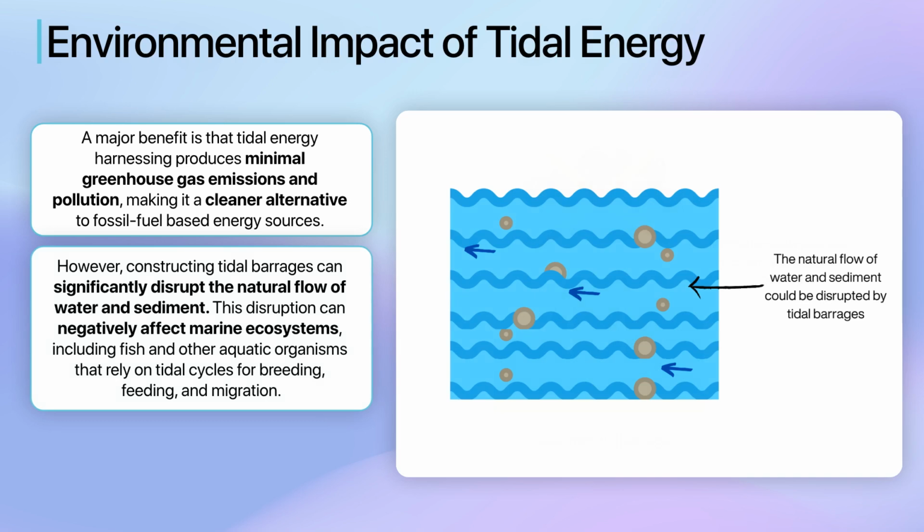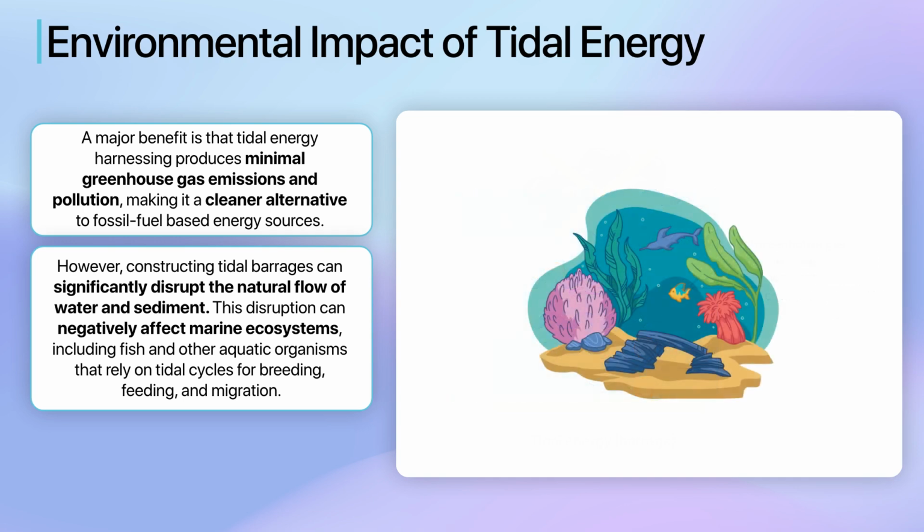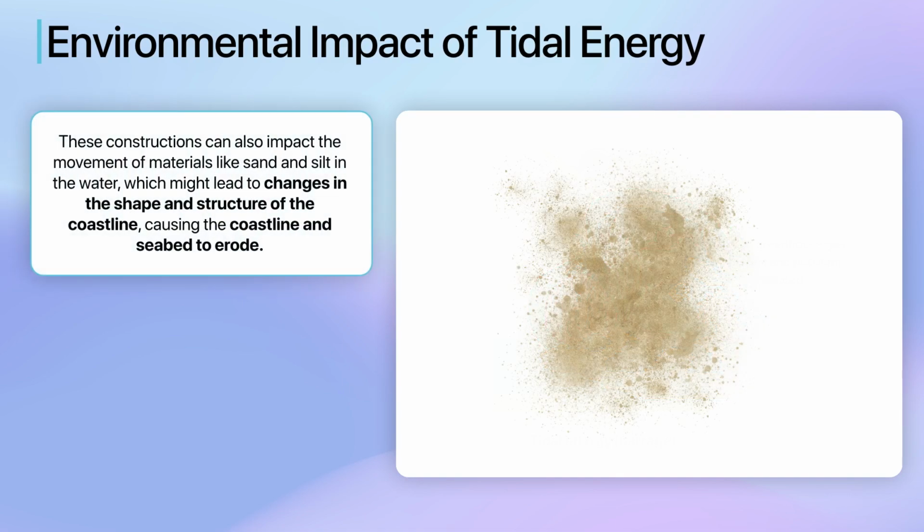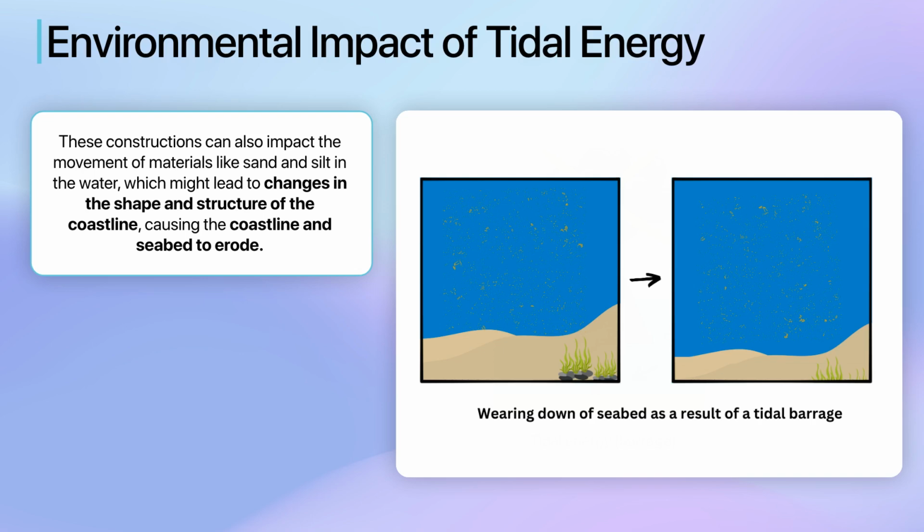However, constructing tidal barrages can significantly disrupt the natural flow of water and sediment. This disruption can negatively affect marine ecosystems, including fish and other aquatic organisms that rely on tidal cycles for breeding, feeding, and migration. Furthermore, these constructions can also impact the movement of materials like sand and silt in the water, which might lead to changes in the shape and structure of the coastline. This can lead to parts of the coastline or seabed slowly breaking down and wearing away over time.